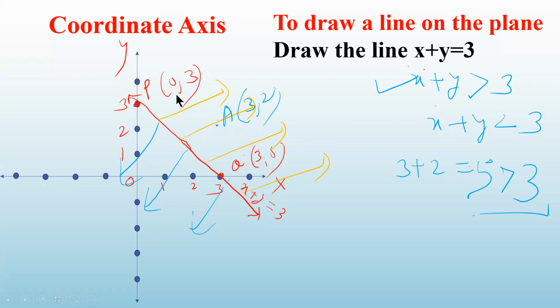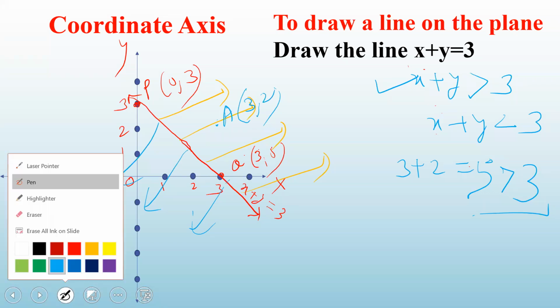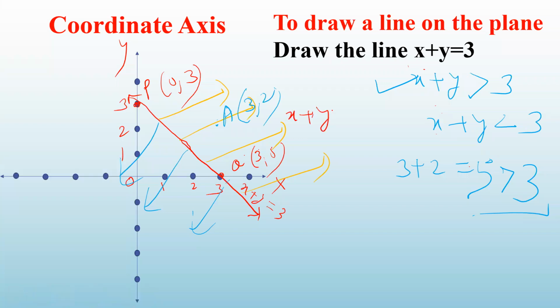Because in this region, if I take any point and add its x and y coordinates, I am going to get a number which is bigger than 3. So this portion of the plane is represented by x plus y greater than 3. Okay. Now you can guess. Equal to ये हो गया, greater than ये हो गया, तो ये नीचे का portion क्या होना चाहिए? It should be x plus y less than 3.